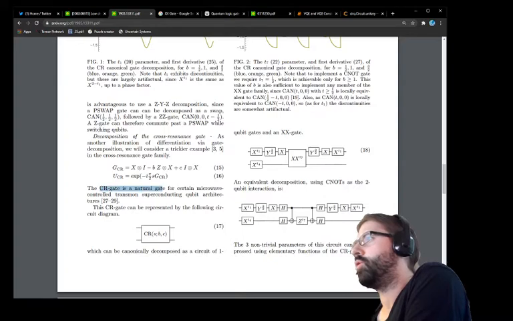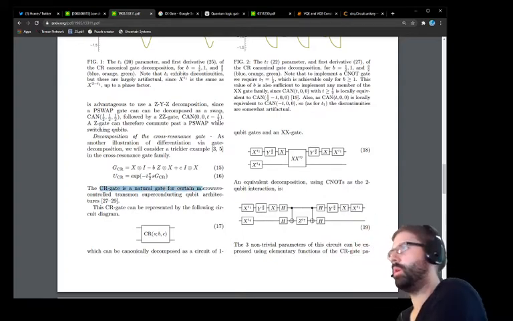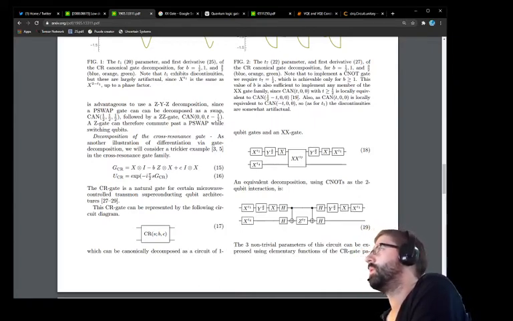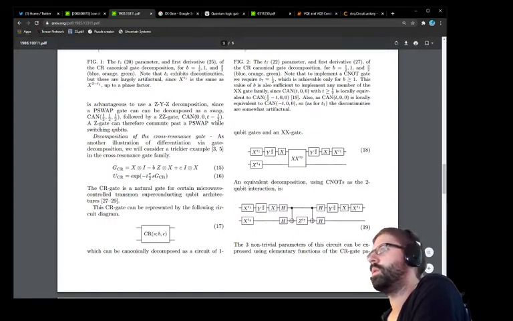The CR gate is a natural gate for certain microwave-controlled transmon superconducting qubit architectures. It's got S, B, and C. It canonically decomposes into a circuit of one-qubit gates and an XX gate.